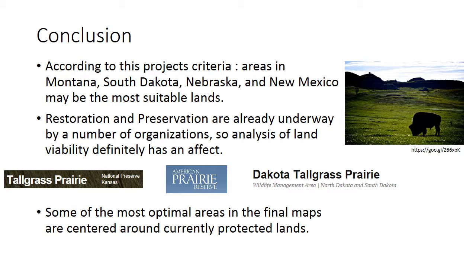Some examples of these organizations are the Tallgrass Prairie National Preserve, the American Prairie Reserve, and the Dakota Tallgrass Prairie Reserve. And in the final maps, some of the most optimal areas were actually centered around currently protected lands, so it does appear that expanding upon currently protected lands may be the best course of action for the future.